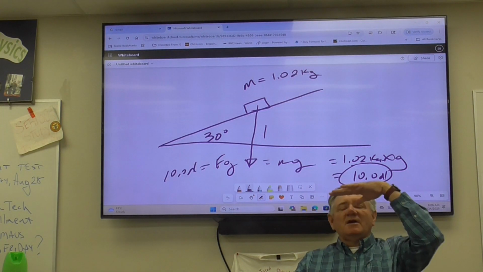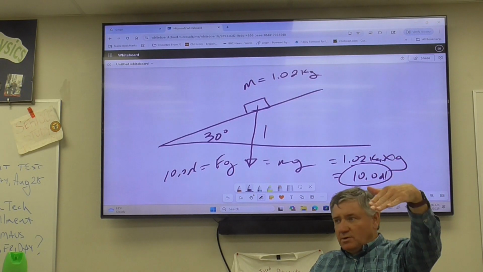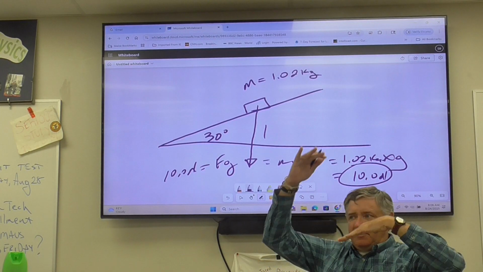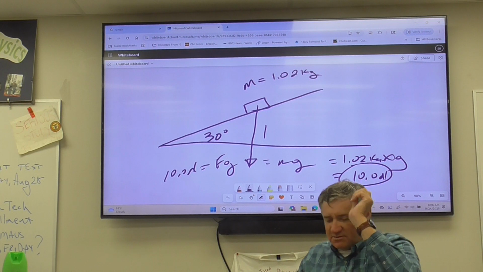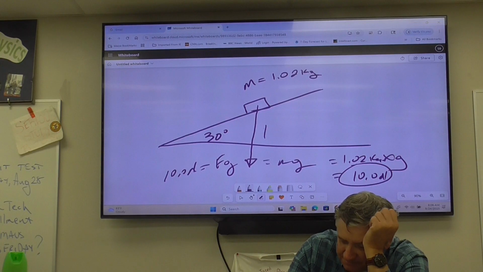Now, if you were on a flat surface, what would the value of the normal force be? 10 newtons, right? Because it just sits there, it's flat. They balance each other out. Not true on inclined planes, and I'll show you the geometry here in just a second.